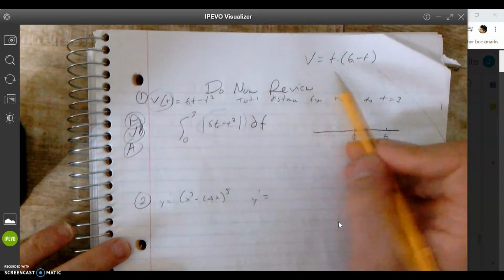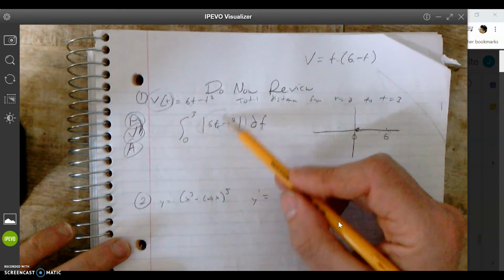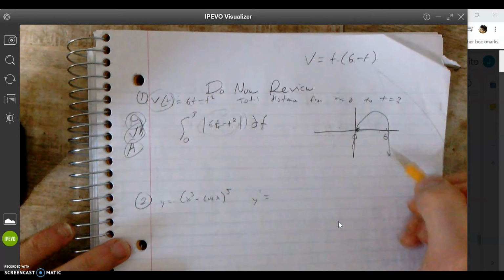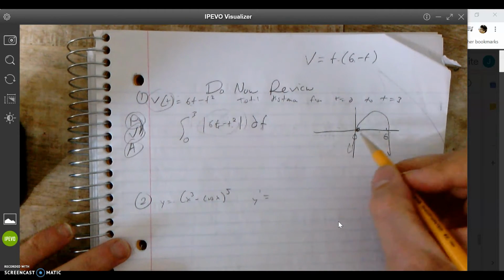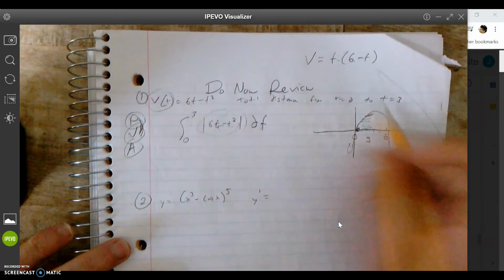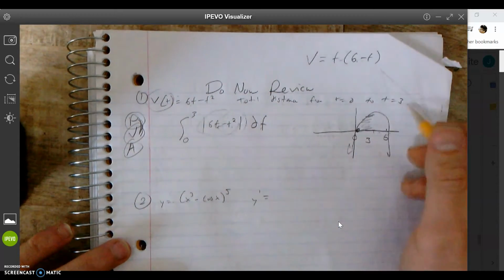And it's an upside down parabola because you have a negative in front of the t squared. That's the coefficient, so it looks like this. So this is what it might look like. And so 0 to 3 is all going to be above the axis, so you're good to go. So the absolute value actually doesn't matter in this problem.